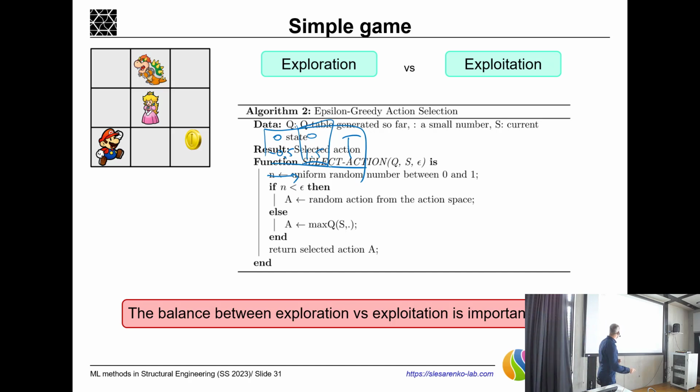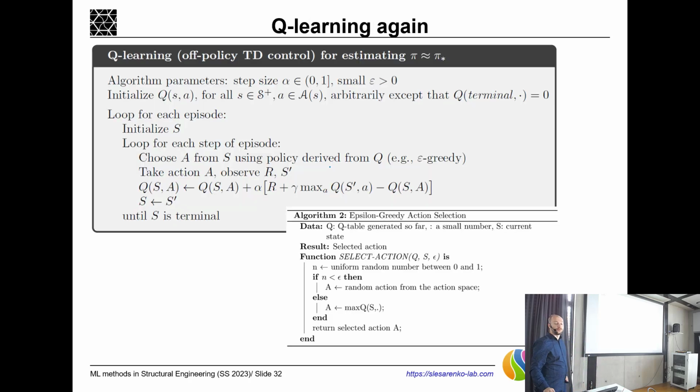And usually this epsilon, it's called the epsilon greedy algorithm, is getting smaller and smaller, because at the beginning we want to explore, we do not want to get stuck, we want to go around this grid in order to learn. And then when we already learned enough, we start to decrease this epsilon. And this is an extremely important thing. So this is Q-learning again.